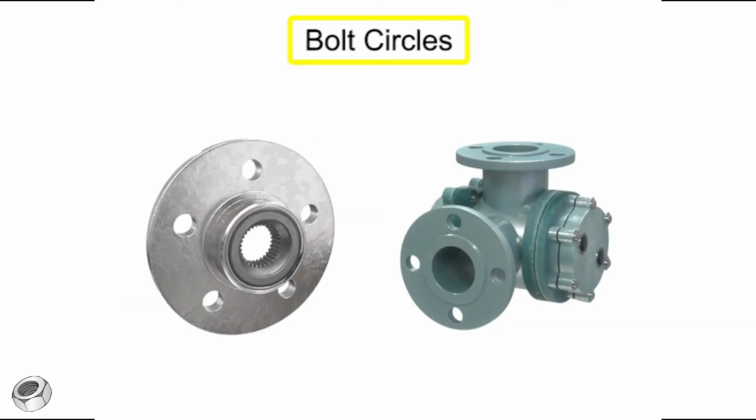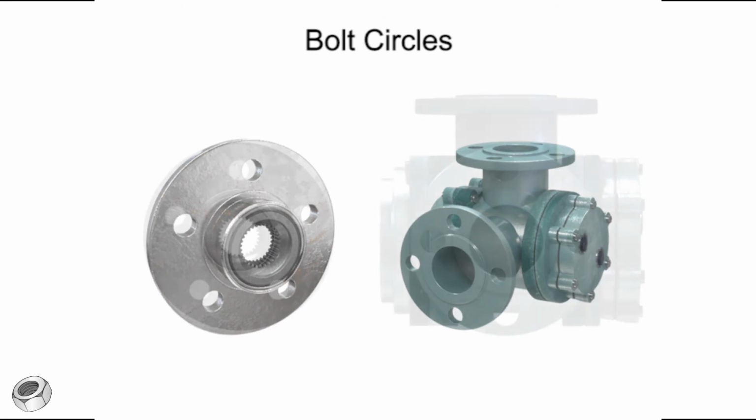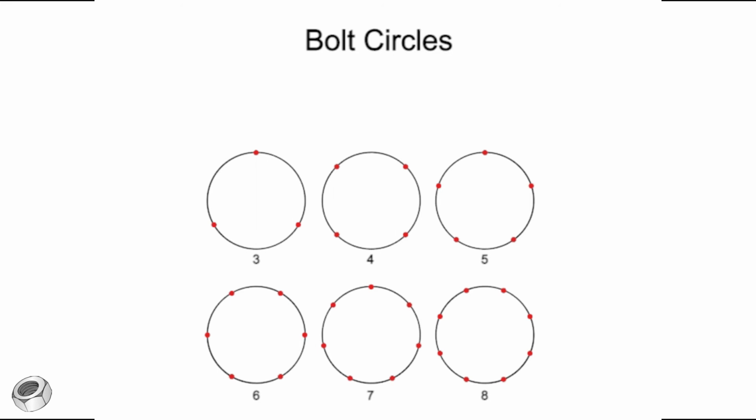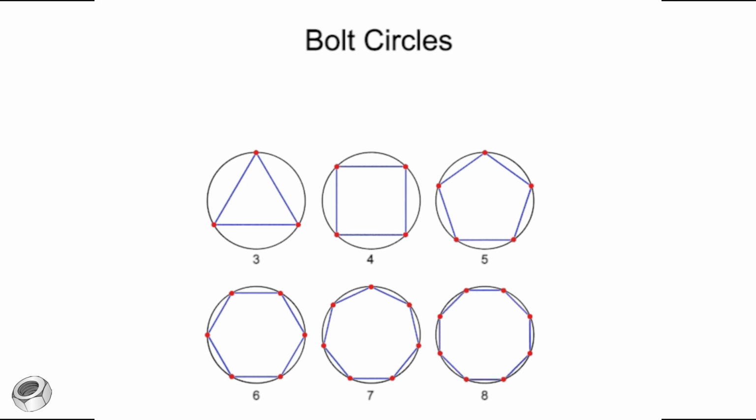A bolt circle occurs when bolt holes are periodically spaced in a circular pattern. Bolts arranged in this pattern offer the most stability and strength for machined parts and are often used in flanges and wheels. Bolt circle patterns typically have 3 to 8 bolts equally spaced along the circumference of a circle, forming a triangle, square, pentagon, or other equilateral polygon.